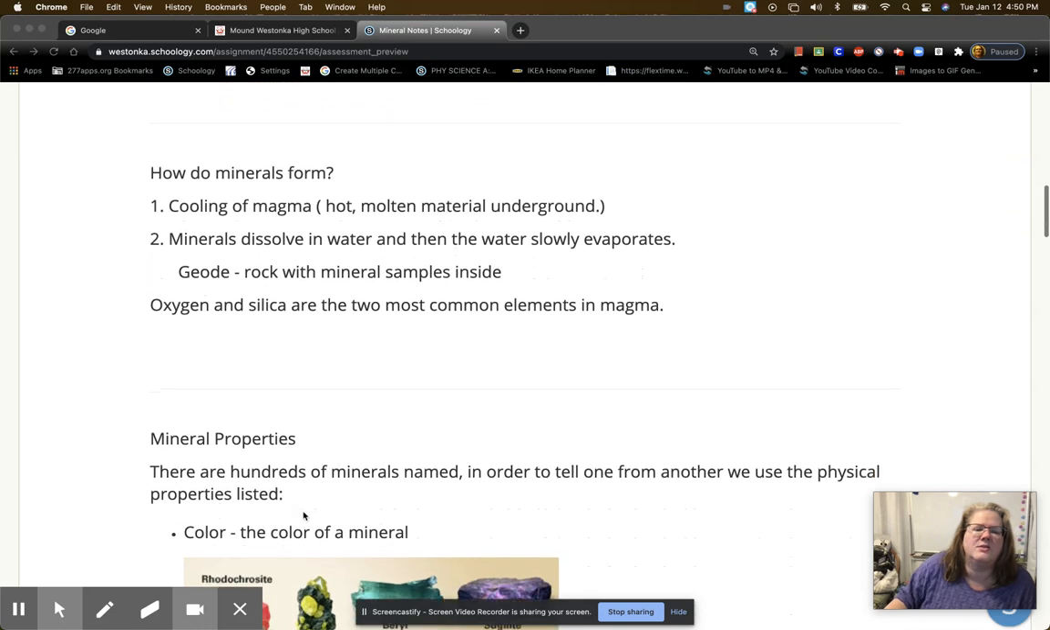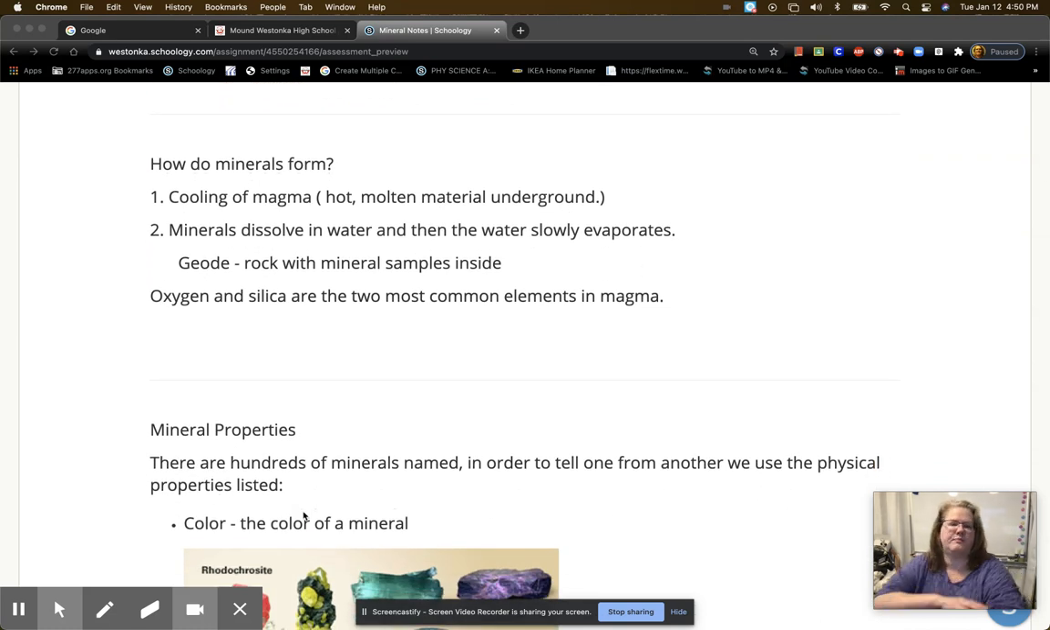All right, so how do minerals form? Well, you've watched a video. This is just a really quick review. But basically minerals form when magma cools. Hot molten material underground starts to cool and crystals start to grow. Minerals also dissolve in water and then slowly evaporate. This is another way. This is like a geode.